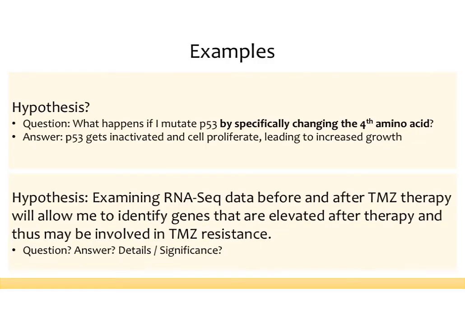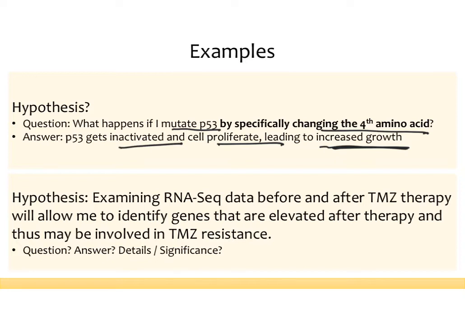So here now we have a question that says, what happens if I mutate p53 specifically by changing the fourth amino acid? So you're making a very specific mutation here. You're not talking about every single mutation under the planet of p53. And your answer might be that p53 gets inactivated and the cells proliferate. And the significance of that is that it creates increased growth and aggression of cancers. So this hypothesis might sound something like, I will mutate p53 by changing the fourth amino acid, and that will result in inactivation of p53, increased cell proliferation, and therefore increased aggressiveness of my cancer.